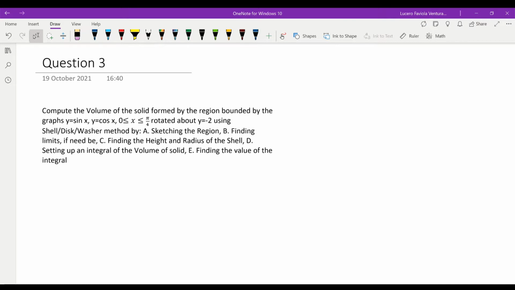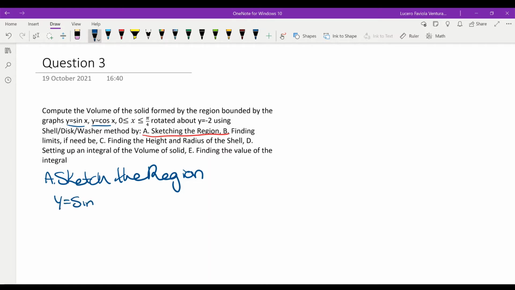This is question 3 of exam 1. It asks, compute the volume of the solid formed by the region bounded by graphs y equals sine x, y equals cosine x, 0 is less than or equal to x is less than or equal to pi over 4, rotated about y equals -2 using shell, disk, or washer method by A, sketching the region, B, finding limits if need be, C, finding the height and radius of the shell, D, setting up an integral of the volume of solid, E, finding the value of the integral.